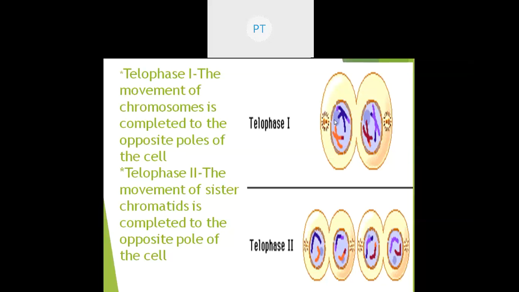Okay, in telophase 1, what happens? The movement of the chromosomes, okay? These chromosomes will come to the opposite sides of the poles. These are the poles, okay? So both will come to the pole. You all know pole, in geography you have studied, means the ending part or the margin part.